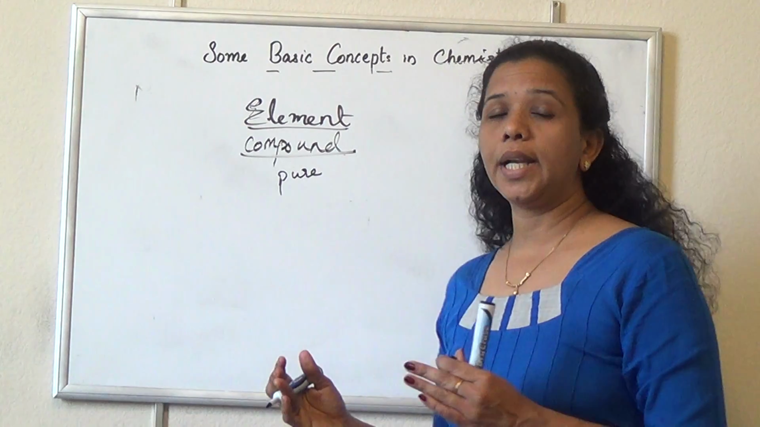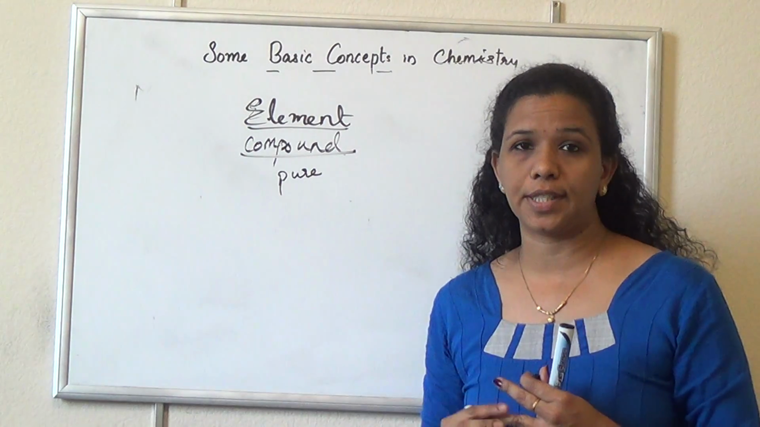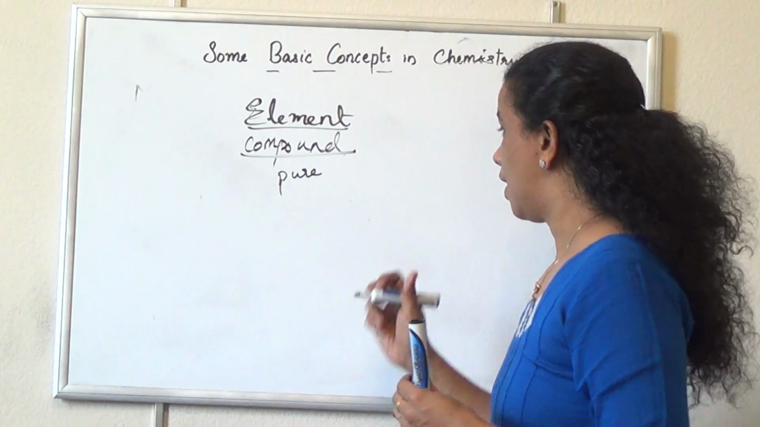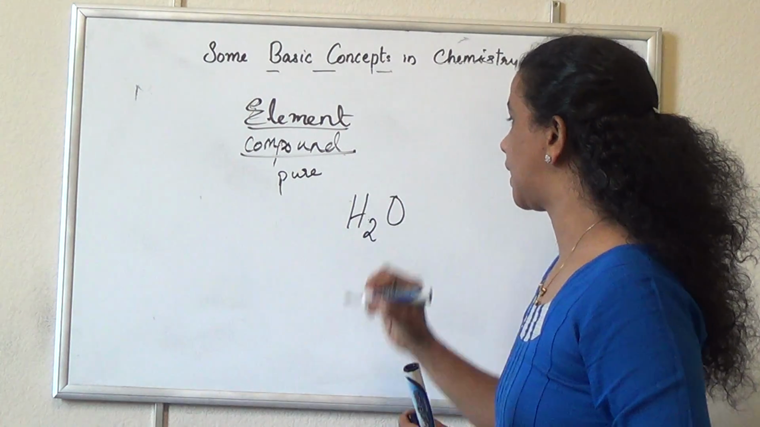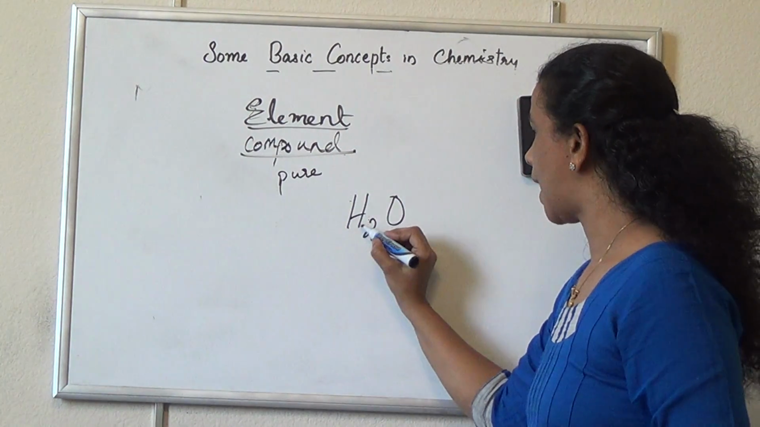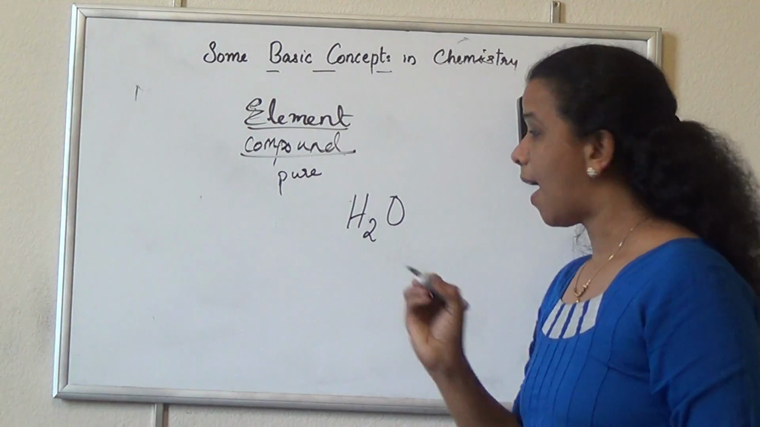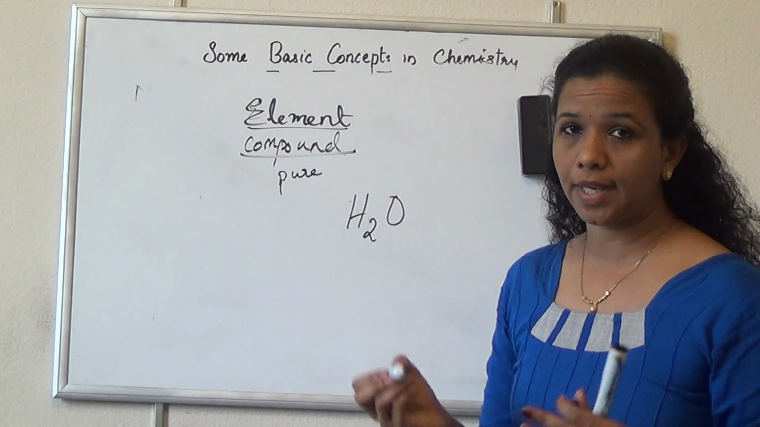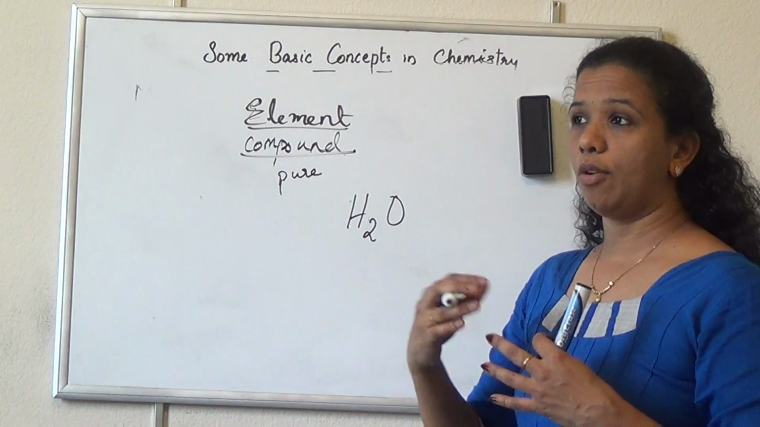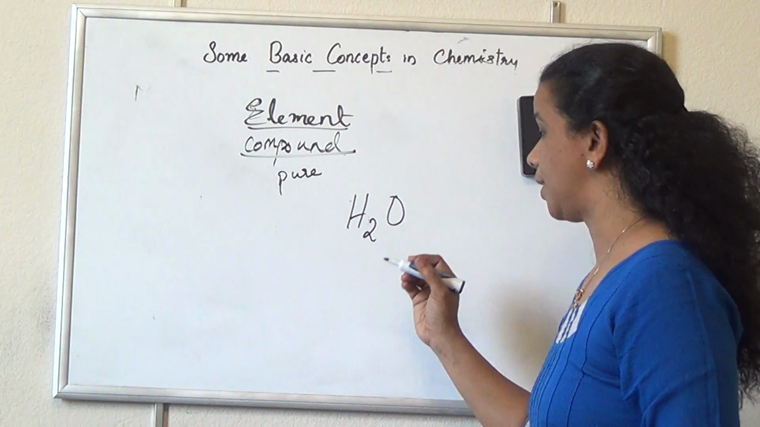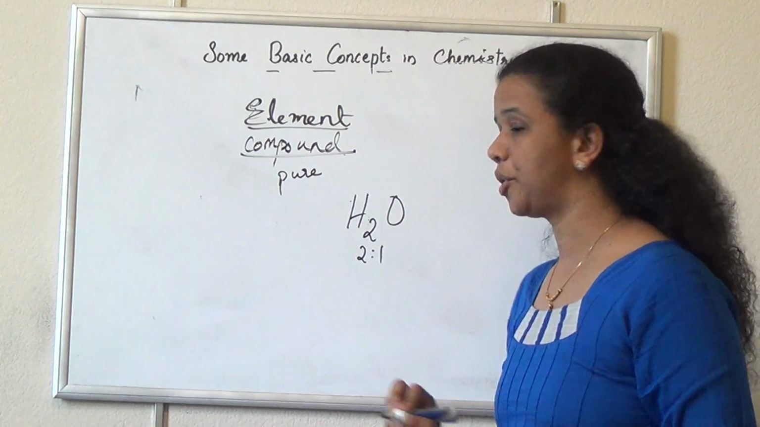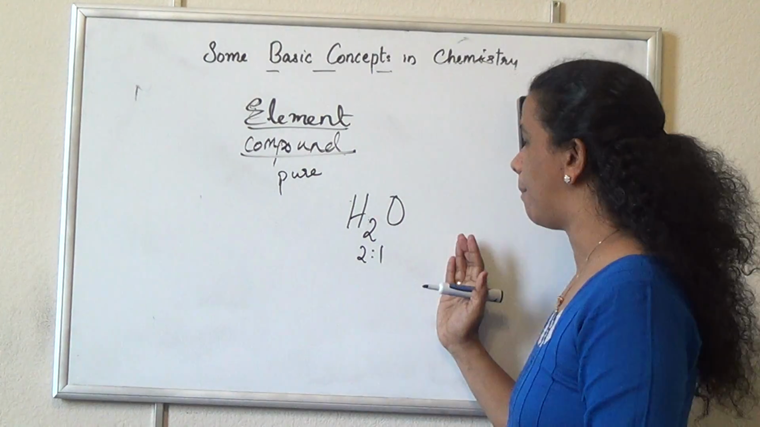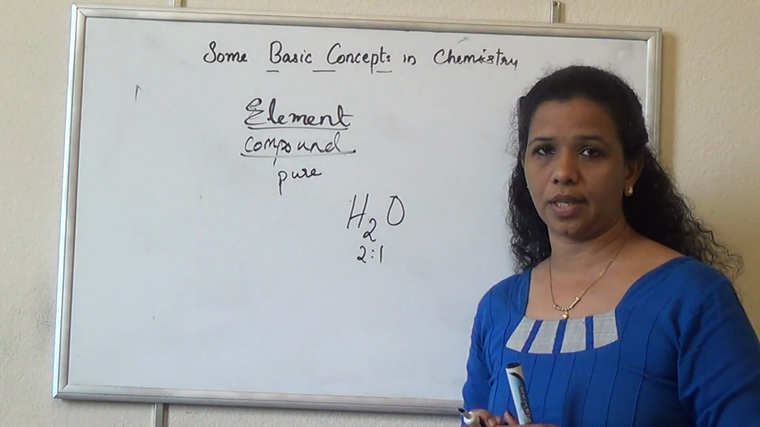They are combined in a fixed ratio. There is a fixed ratio of matter. Element. For example, water. Water is a compound formed from hydrogen and oxygen, and they are combined in a chemical combination. They are sharing or transferring their electrons. That is called chemical combination. And there is a fixed ratio. They are in the ratio 2:1. 2 hydrogen combines with 1 oxygen.